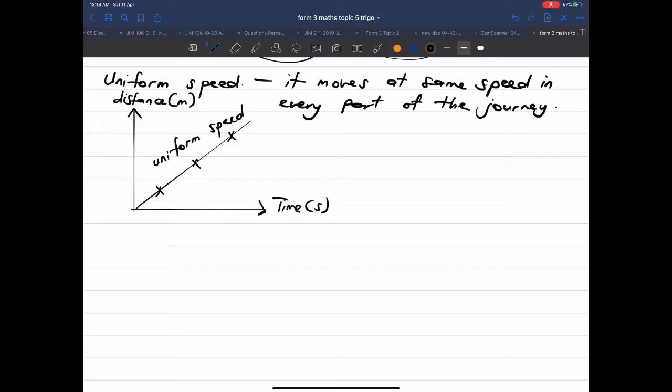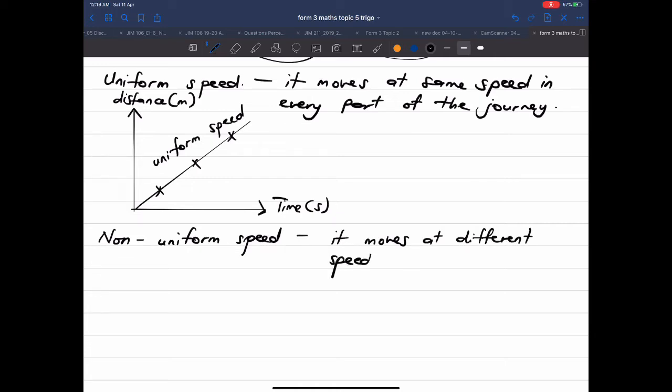Okay, so the next part, what is non-uniform speed? Okay, when it moves at different speeds in every part of a journey. So remember this.